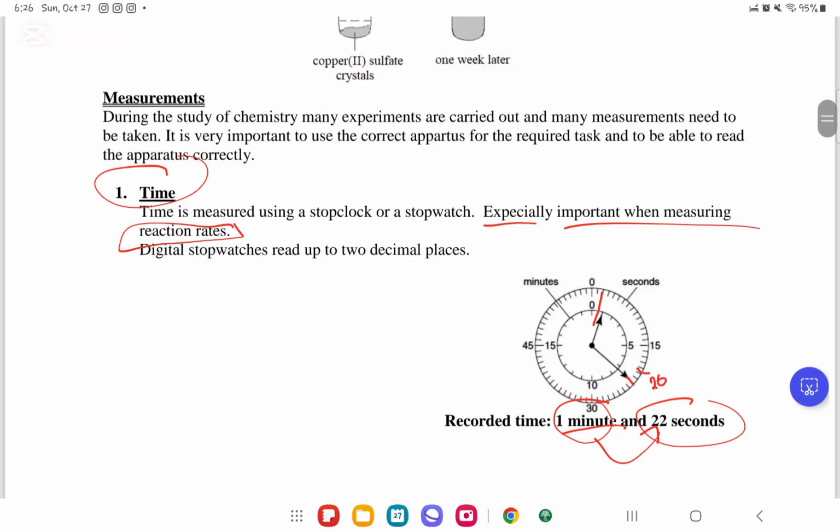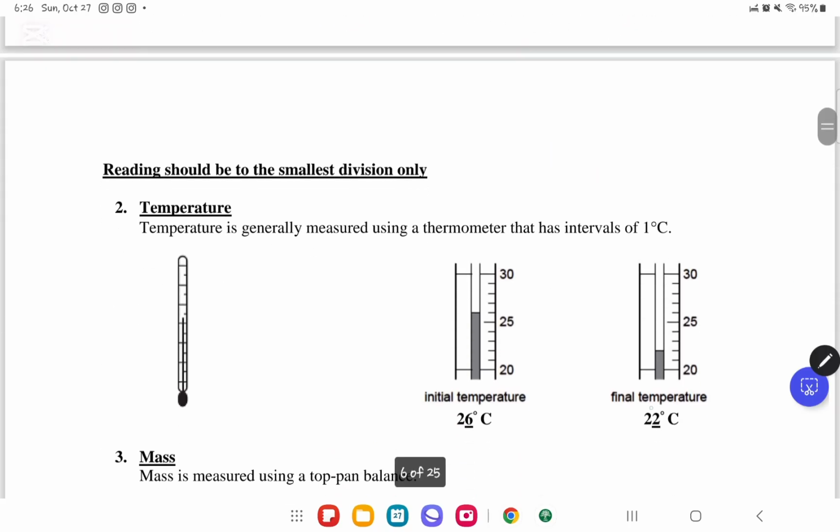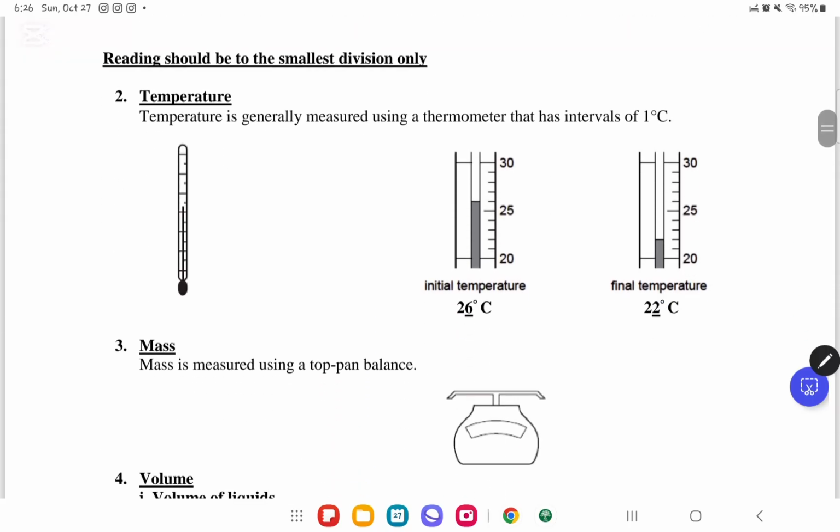60 seconds plus 22 seconds is 82 seconds. So 1 minute and 22 seconds is 82 seconds. Then we go down. So they told us reading. Reading should be to the smallest division only, meaning that you should take it exactly.